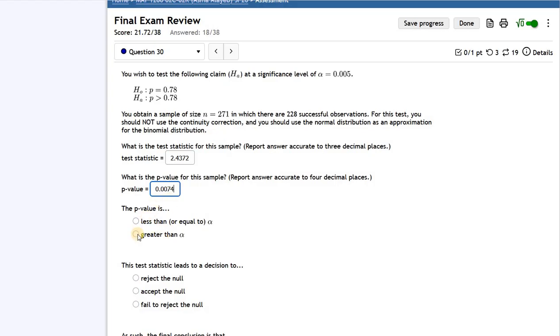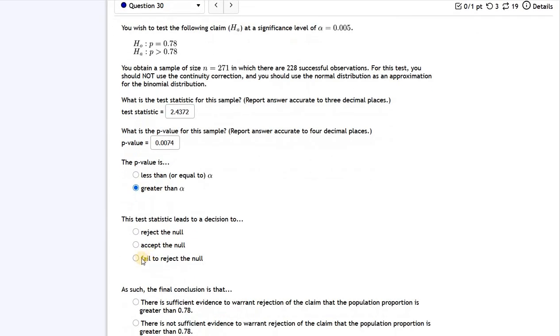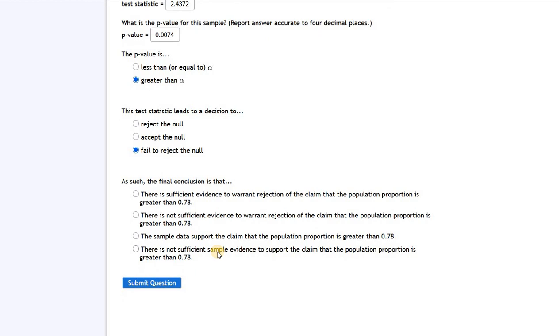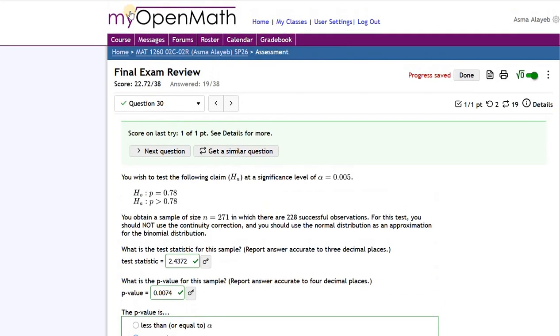So we're going to say it is greater than alpha, which means we're not going to reject the null hypothesis. In other words, we're going to fail to reject the null hypothesis. And now the conclusion is going to be we don't have enough evidence to support the claim, which is going to be the last one. There is not sufficient sample evidence to support the claim that the proportion is greater than 0.78. And that is how you answer this question.